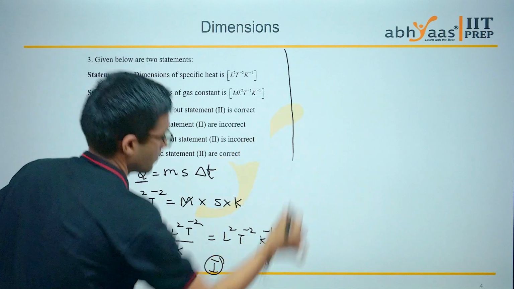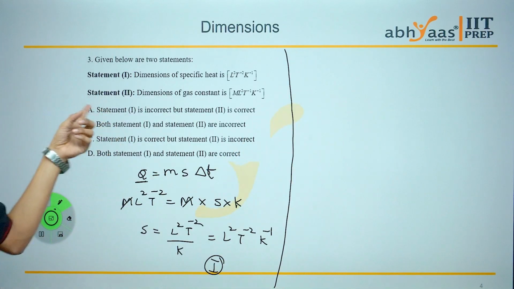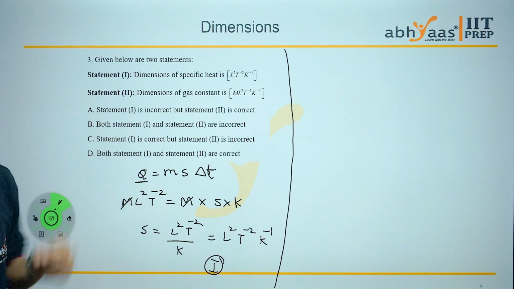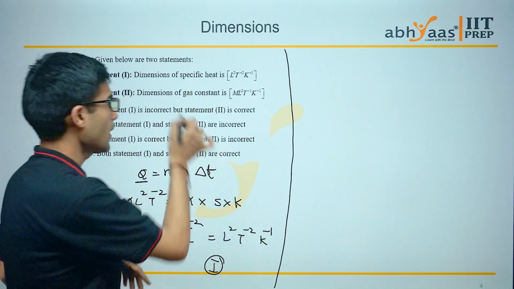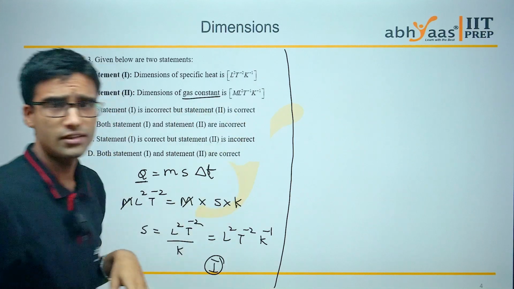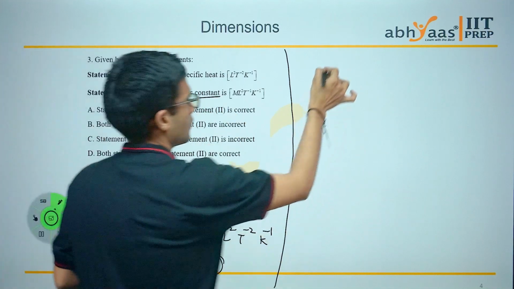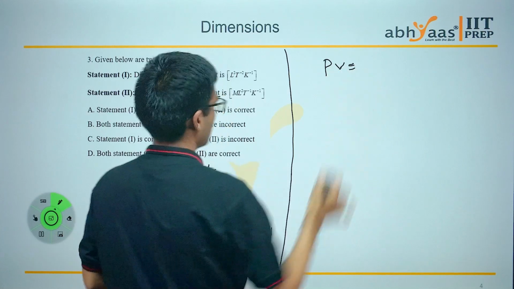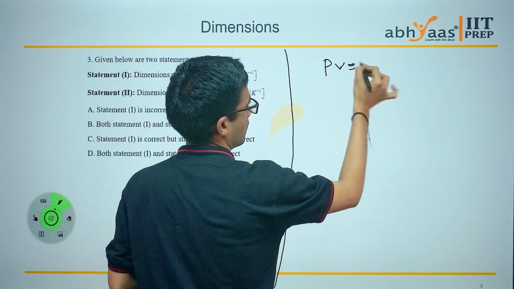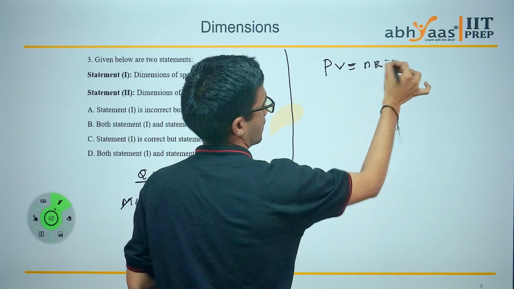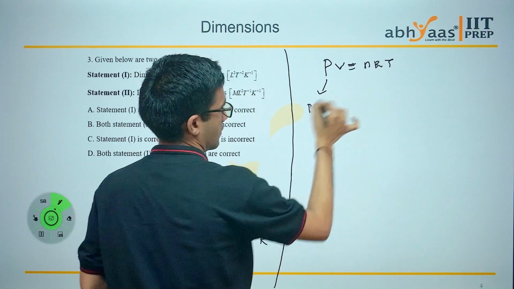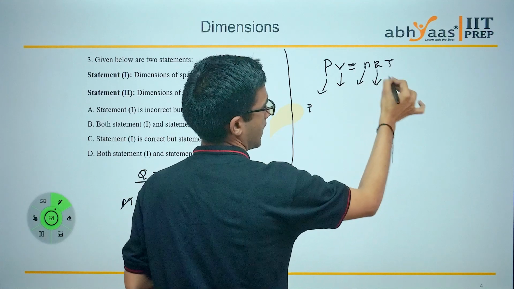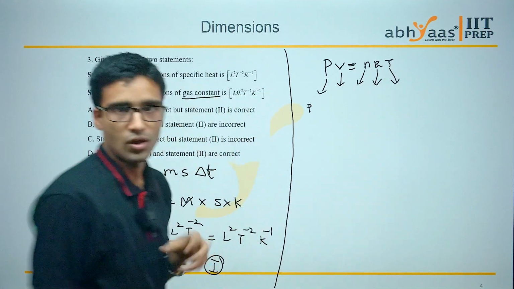Now can we go to statement 2? What is statement 2? Dimensions of the gas constant. If you remember this, by seeing gas constant, which chapter is it? Thermodynamics. So you can remember this. PV equal to nRT, where P is pressure, V is volume, n is number of moles, R is the gas constant, T is temperature. Okay, understood?